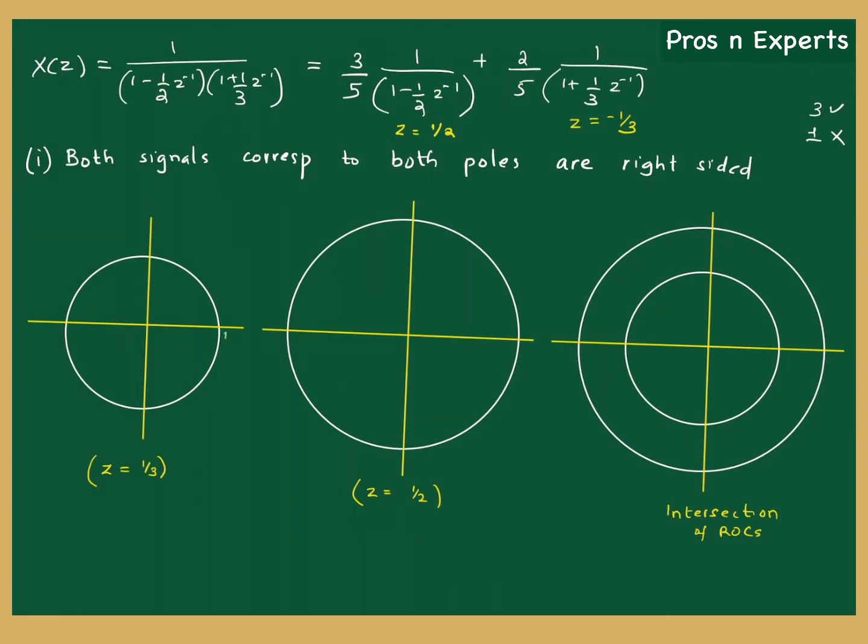Okay, this is 1 by 3, this is minus 1 by 3, this is 1 by 2, this is minus 1 by 2, this is 1 by 3, this is 1 by 2, minus 1 by 3, minus 1 by 2. And now if the signal corresponding to this pole is right-sided, then the Z transform ROC will be outside the circle, outside this circle corresponding to this pole. So it will be something like this.